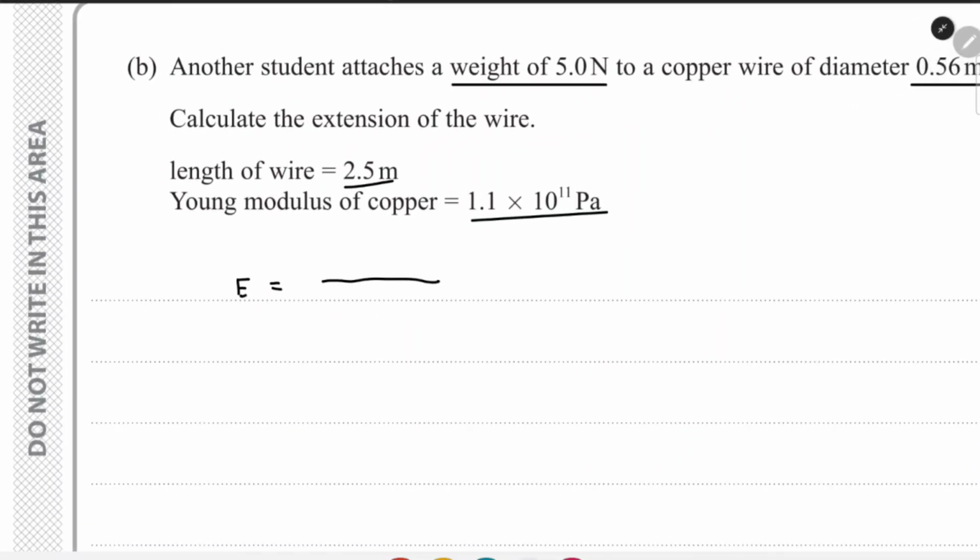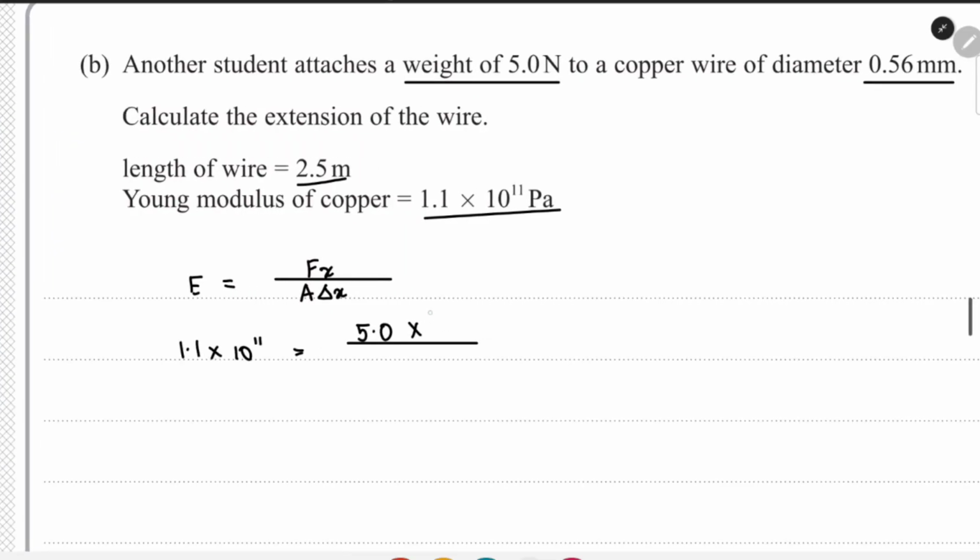So Young modulus is equal to F x L divided by A times del X. So force times the original length divided by the cross-sectional area into the extension. We are given the Young modulus, which is 1.1 into 10 to the power 11 Pascal. We are given the force, the weight attached, which is 5 Newton. We are given the length of the wire, which is 2.5 meter.